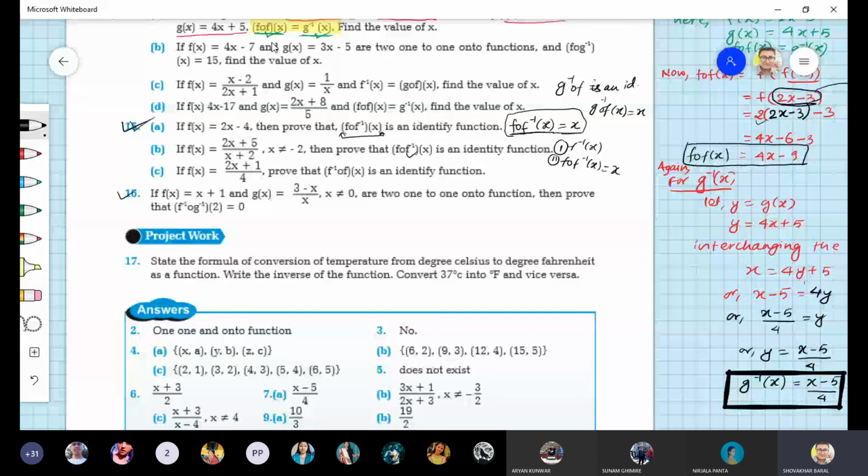Okay, let me give some hint in question number 16 also. f(x) is given, g(x) is given, and prove that f inverse composite g inverse of 2 equals 0. Step number 1, find f inverse. Step number 2, find g inverse, and step number 3, find f inverse composite g inverse, and then step number 4, find f inverse composite g inverse of 2. Okay, I think we can solve it in this way.